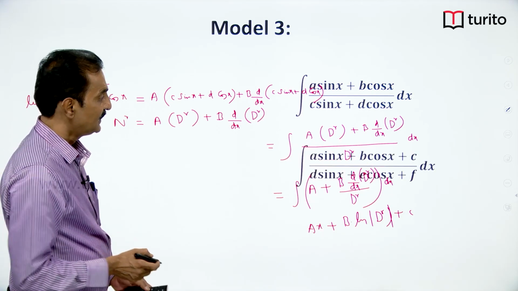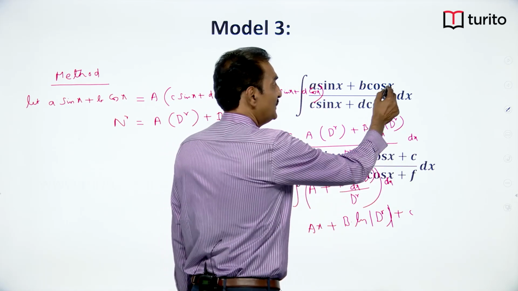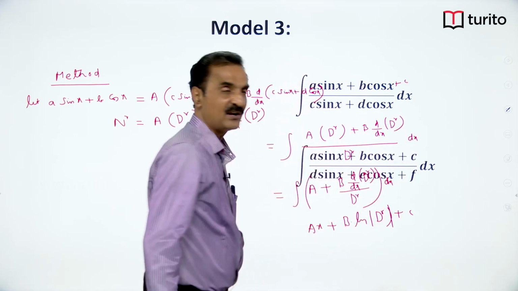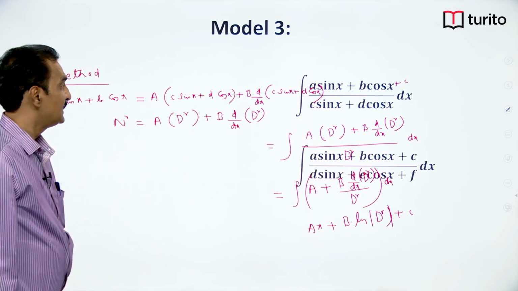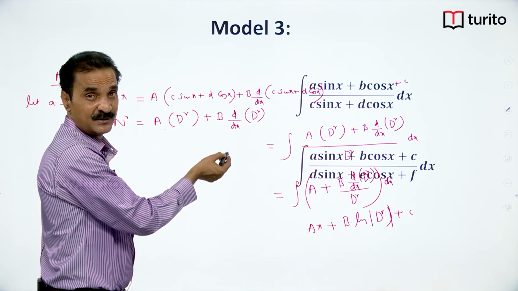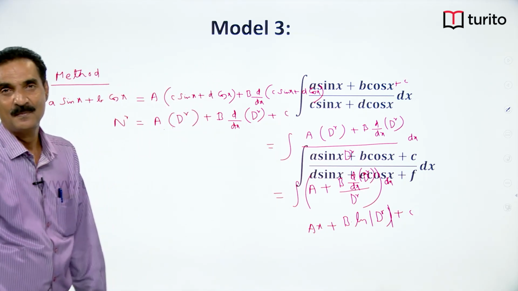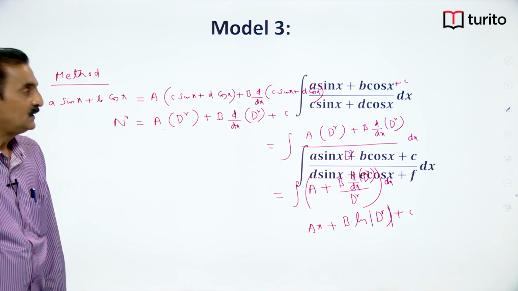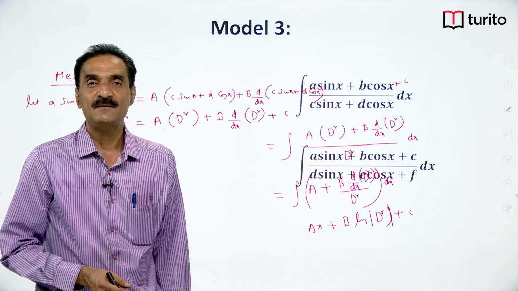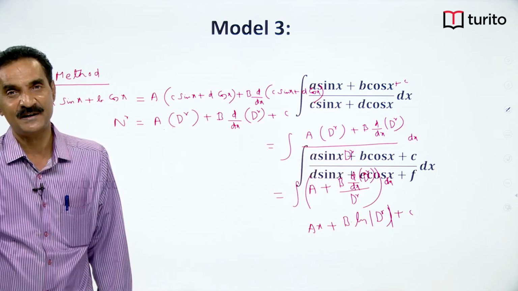Similarly, if you have a sin x plus b cos x plus c in the numerator, plus a constant in the denominator, then we take the same a into denominator plus b into d by dx of denominator, and you will get another constant also. The method is the same. By comparing the coefficients and constants, we will get the values of a, b, c. Then dividing by the denominator, we have to integrate.